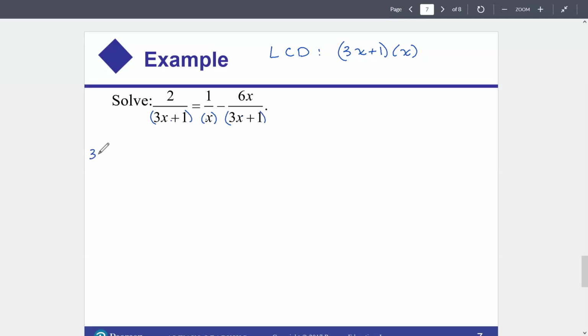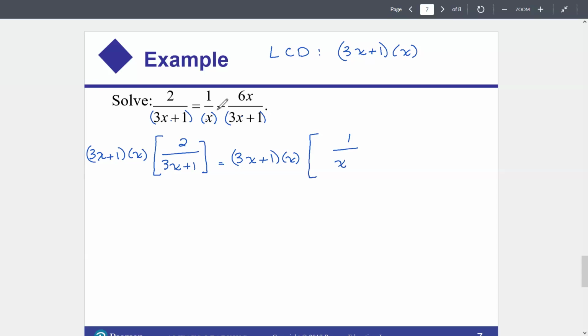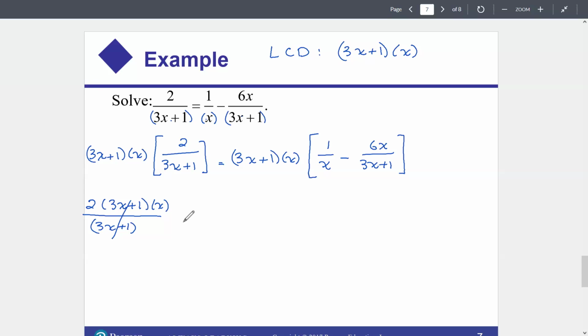So we're going to multiply both sides by this 3x plus 1 times x. We're going to multiply that to the 2 over 3x plus 1. And then we're going to multiply it to the other side of my equation as well. And notice I didn't multiply my LCD out, and that's just because it makes this next part a little easier for me. We're going to multiply it to the other side of my equation, which is 1 over x minus 6x over 3x plus 1. So we'd end up with, if I multiply this to the top like I'm supposed to, 2 times 3x plus 1 times x over 3x plus 1. And we see that that's going to cancel itself out.